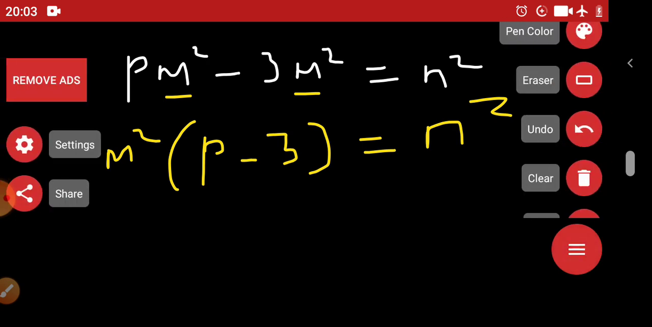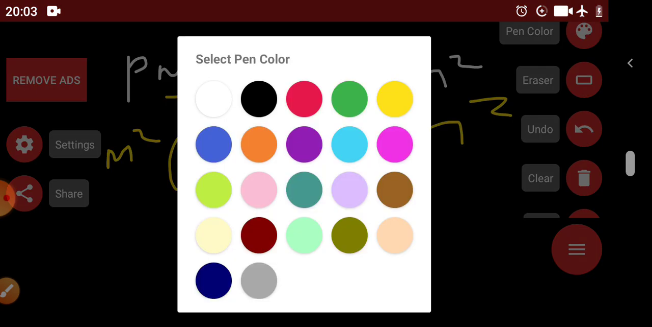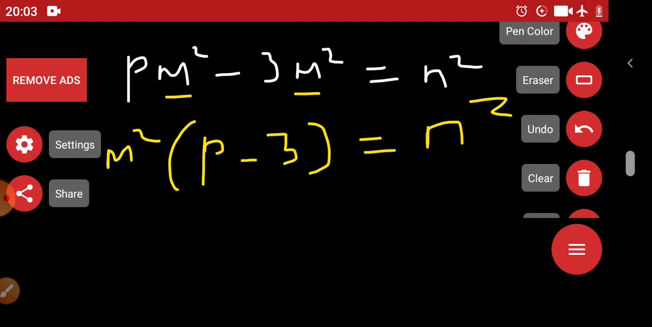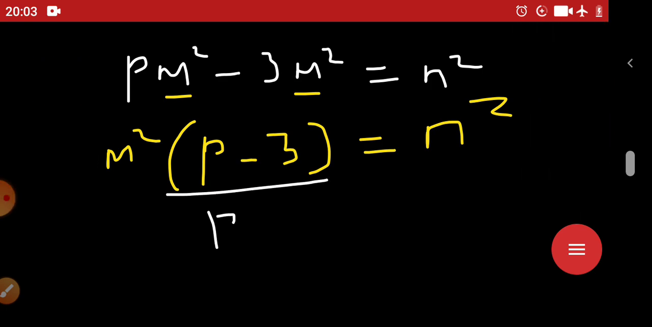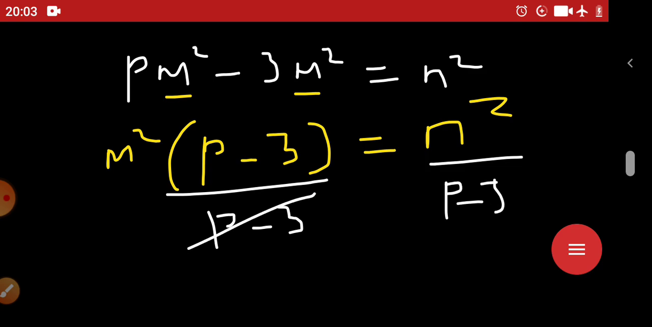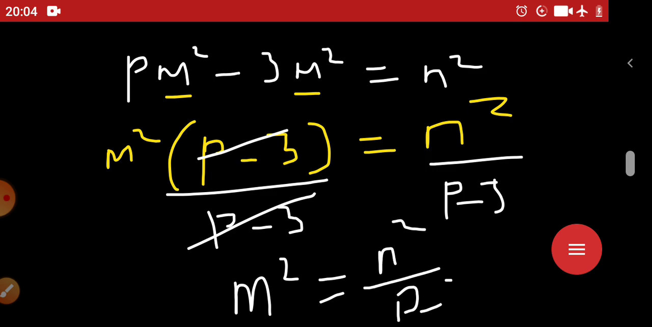So since we want m, but we have m squared multiplying the brackets of p minus 3, we need to remove the p minus 3 first. So we divide p minus 3 on both sides. This will cancel, so we'll be left with m squared is equal to n squared over p minus 3.